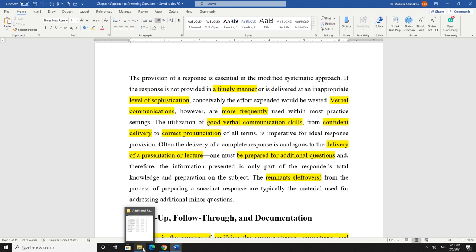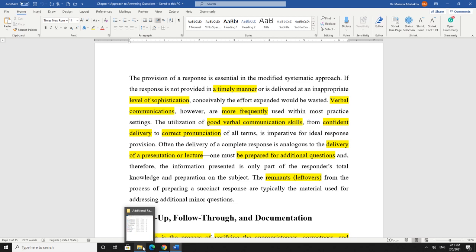And this communication is very important because verbal communication is the most frequently used method to respond to drug information requests. And if you have a question, what is the most frequently used method to respond to questions? It's verbal communication. Now this verbal communication should be good. You should have good skills in communication.